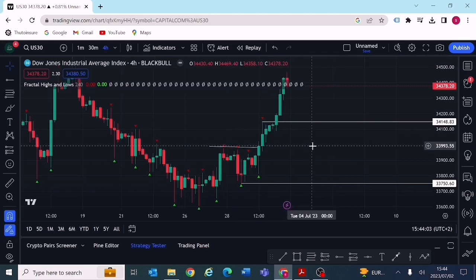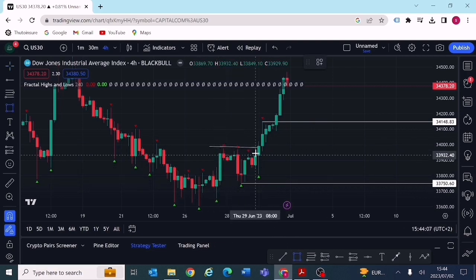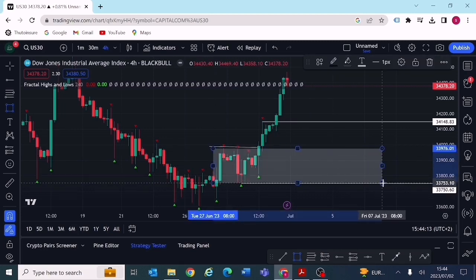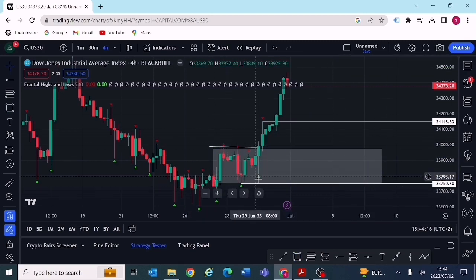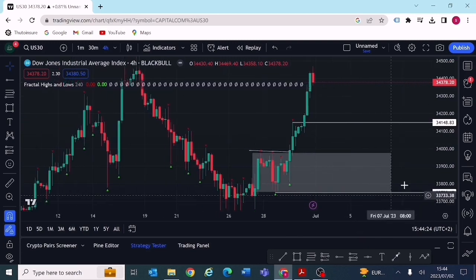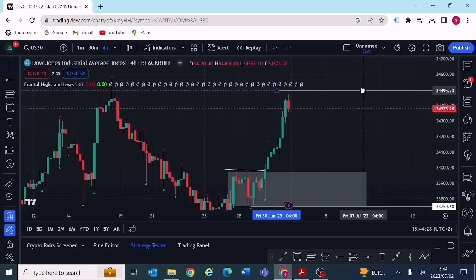Cool. Now, because structure was broken here and on a higher time frame, I want to see what? I want to see this demand zone. A demand zone that broke structure to the upside. So now I'm expecting price to what? To come down to this. Sorry, I marked my high wrong here. It's actually up here.